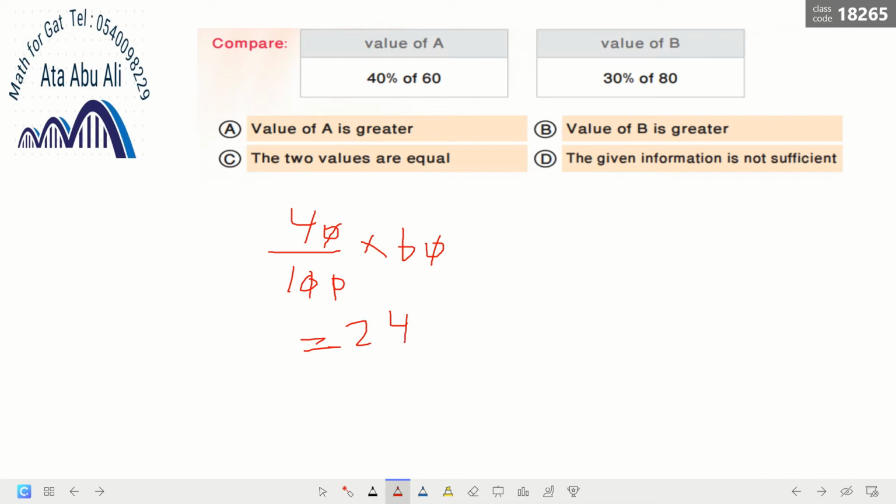The same thing for B: here it's 30 over 100, because it's 30%. I make it a fraction over 100, times 80. The same thing, I can simplify 2 zeros up with 2 zeros down, that means I divide by 100. So 3 times 8 is equal to 24 also. So both sides are the same, so the two values are equal.